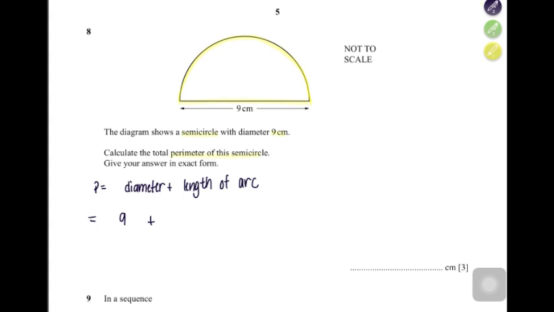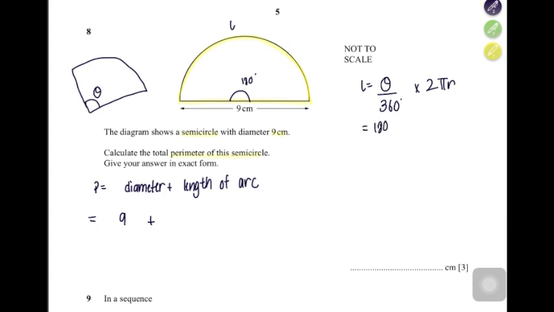So the perimeter is going to be the diameter, which is 9 centimeters, plus the length of the arc. Let's try to find the length of the arc now. The formula for length of arc is theta by 360 times 2 pi r. So what is theta? For example, if you have a sector or a semicircle and you're supposed to find this angle, here this angle is 180. This is theta. So 180 divided by 360 multiplied by 2 pi times radius, which is 4.5.